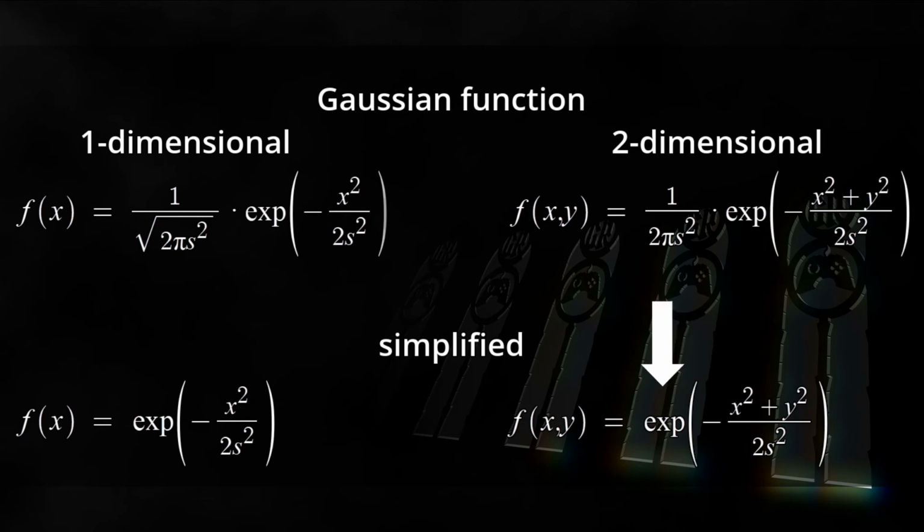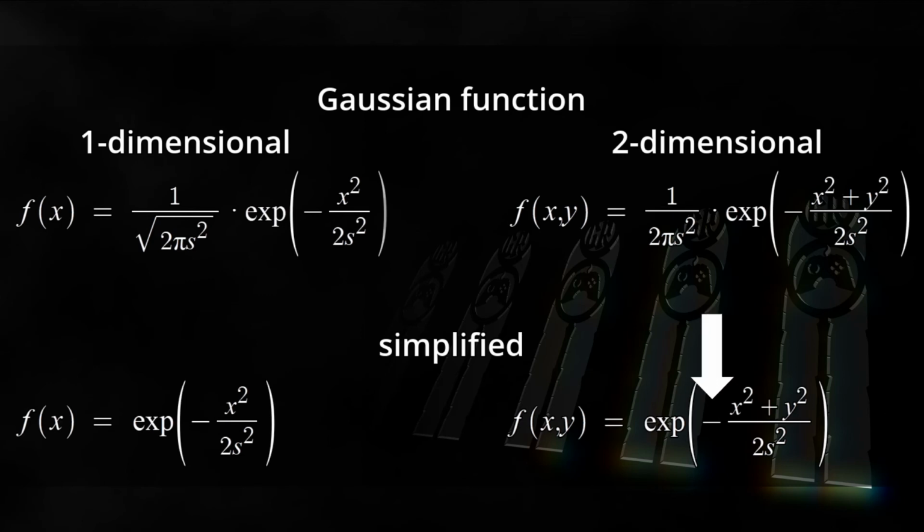Another thing I should explain is the function exp. This is just a function to raise e to the power of whatever is in the brackets. And the last thing I can explain is this. If we have an x and y of 0, this would be the center pixel of the kernel. Then the term inside of the brackets is 0 as well. And anything to the power of 0 is always 1. So the weight of the center pixel will always be 1.